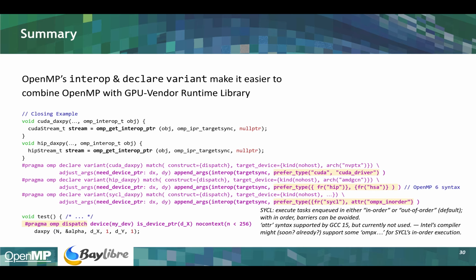I have no idea whether any vendor supports this syntax, but for SYCL it's particularly useful because the queue can be in order or out of order. Out of order is default, but with in order one can avoid barriers, so it's pretty useful. I don't know whether Intel supports it, but if not yet, maybe in the future. Otherwise, several compilers support it, I guess. The new syntax, GCC does, but currently I didn't find a use for it, so it just ignores it. And preferred_type is anyway a hint.